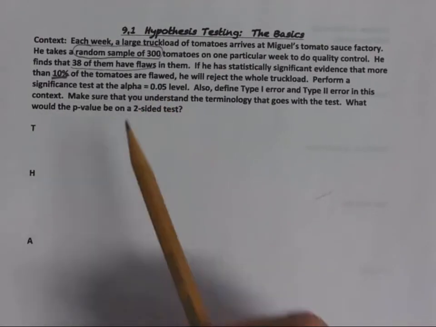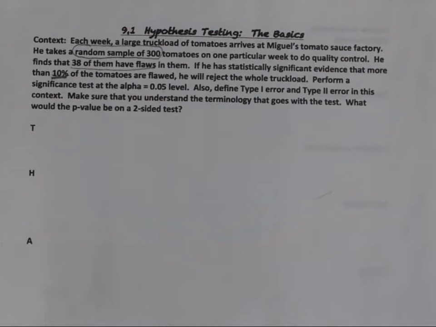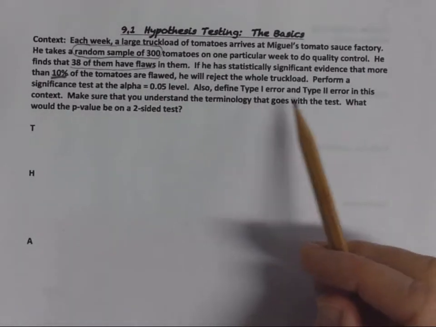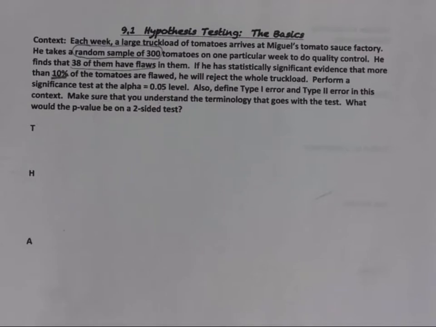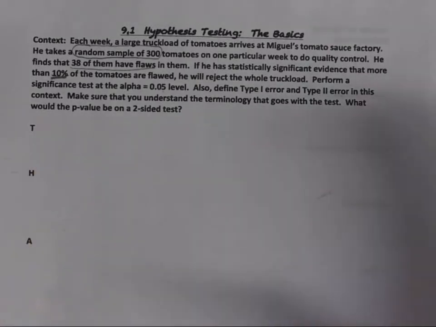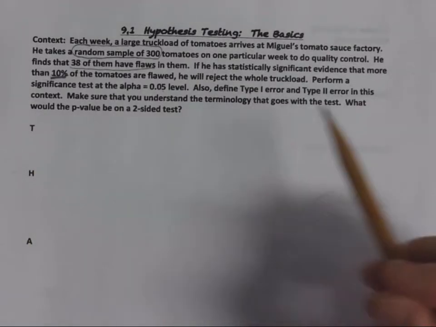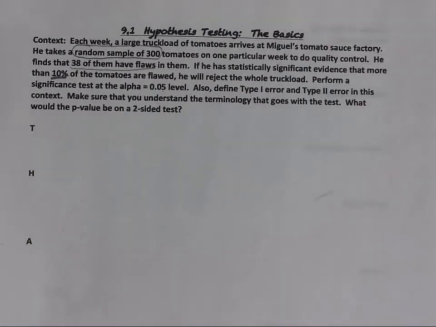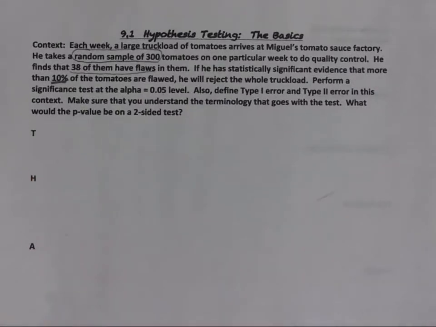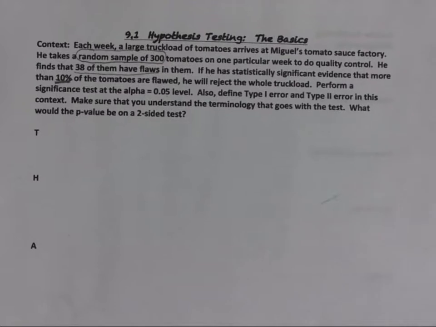So what that means is, if the p-value we get is below 0.05, we're going to reject the null. Also, define type 1 and type 2 error in this context, and make sure you understand the terminology that goes with the test. What would the p-value be in a two-sided test? So we're going to talk about all of this terminology, type 1, type 2 error, in a two-sided test, and so forth.